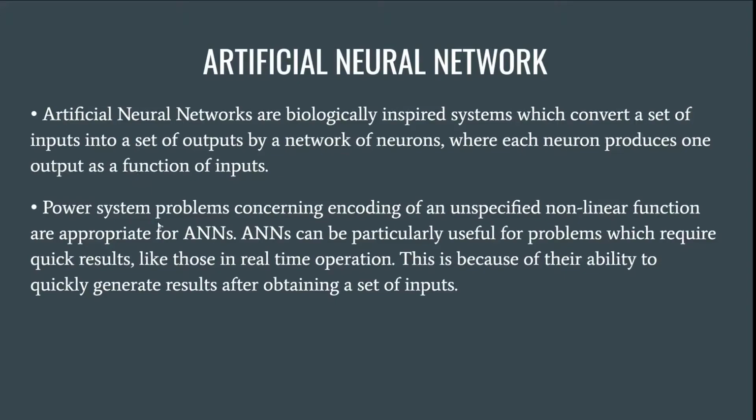Unspecified nonlinear functions are quite normal in power systems. They have to be encoded. This is done in power systems by artificial neural networks. Artificial neural networks can also be particularly useful for problems which require quick results, like in real-time operations.